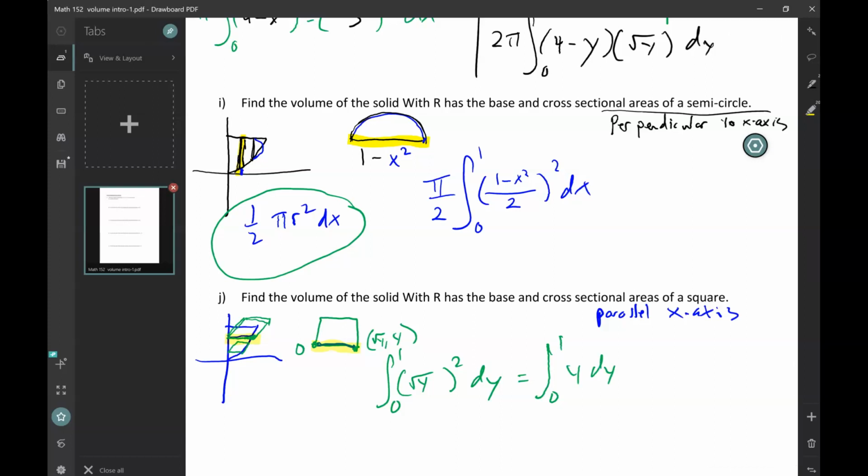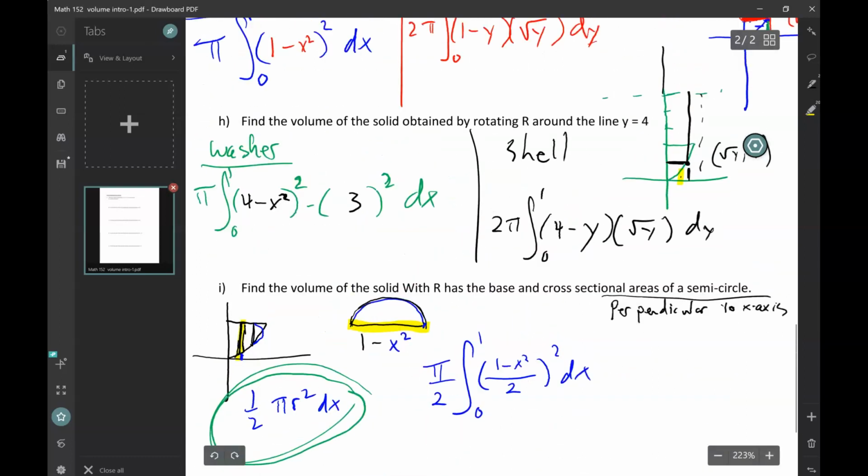You've seen the shell method, the disk washer method, and the cross-sectional method. In the cross-sectional method, notice the formula changes depending on what shape we're pulling out of the region. So here we pulled a semicircle, so that gave us that formula. Here we pulled a square, so it gave us a much simpler formula, just something squared. There's no pi's involved here because we're not dealing with the circle. If we used an equilateral triangle, that would be a different formula.